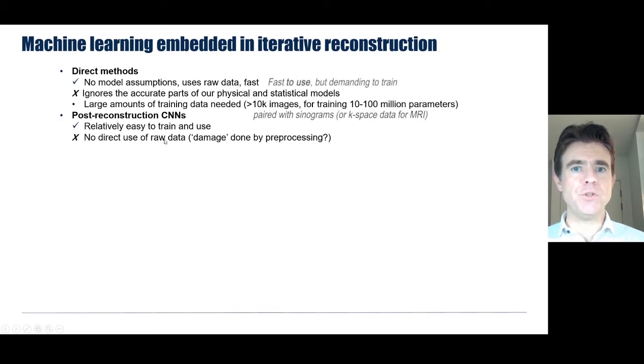And then in the previous video to this one, we also looked at post-reconstruction CNNs, and they were relatively easy to train and use. However, they don't access the raw data, and there's a query as to how much of the information has actually been preserved and kept in that reconstructed image. I'll show some results later on in this presentation for using a UNet post-reconstruction, and perhaps there is room for optimism.